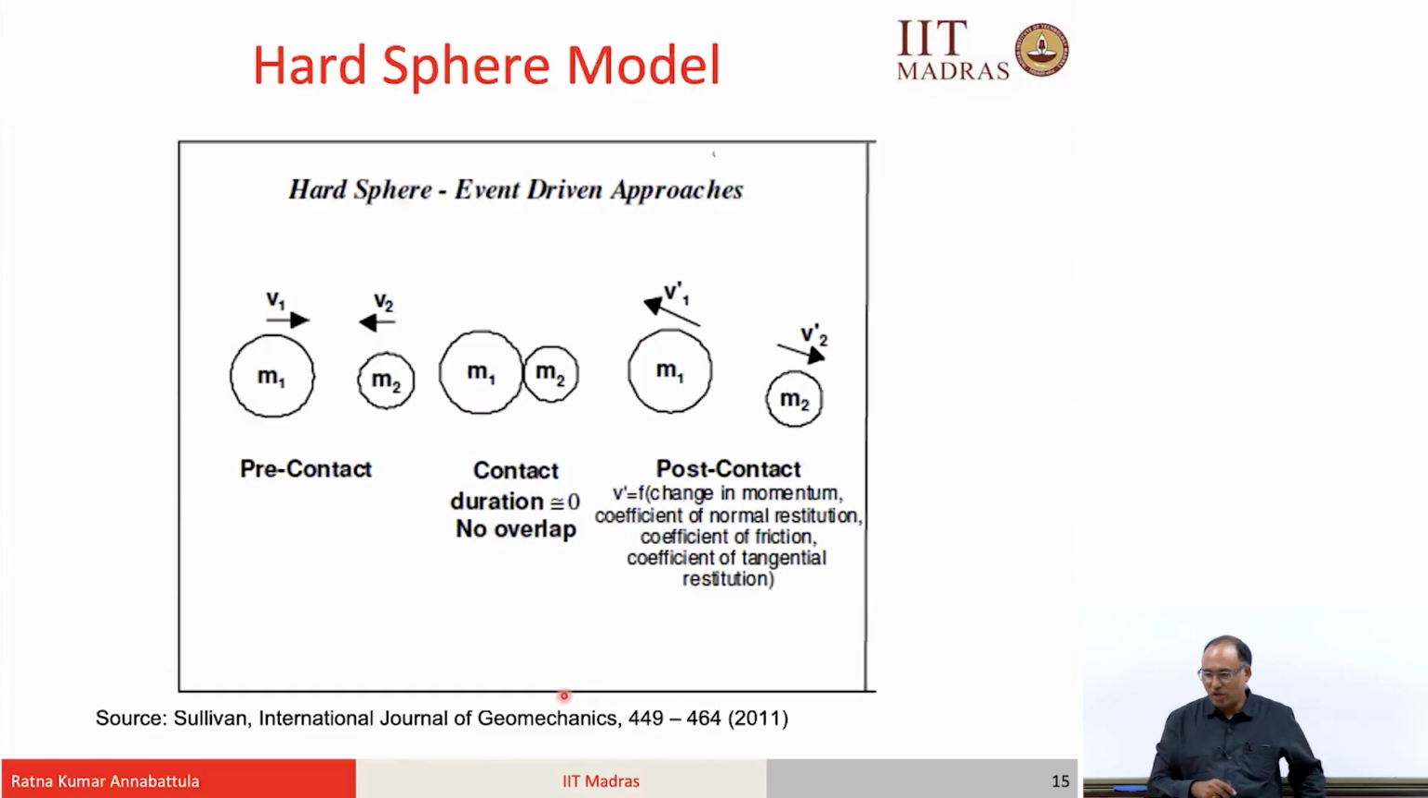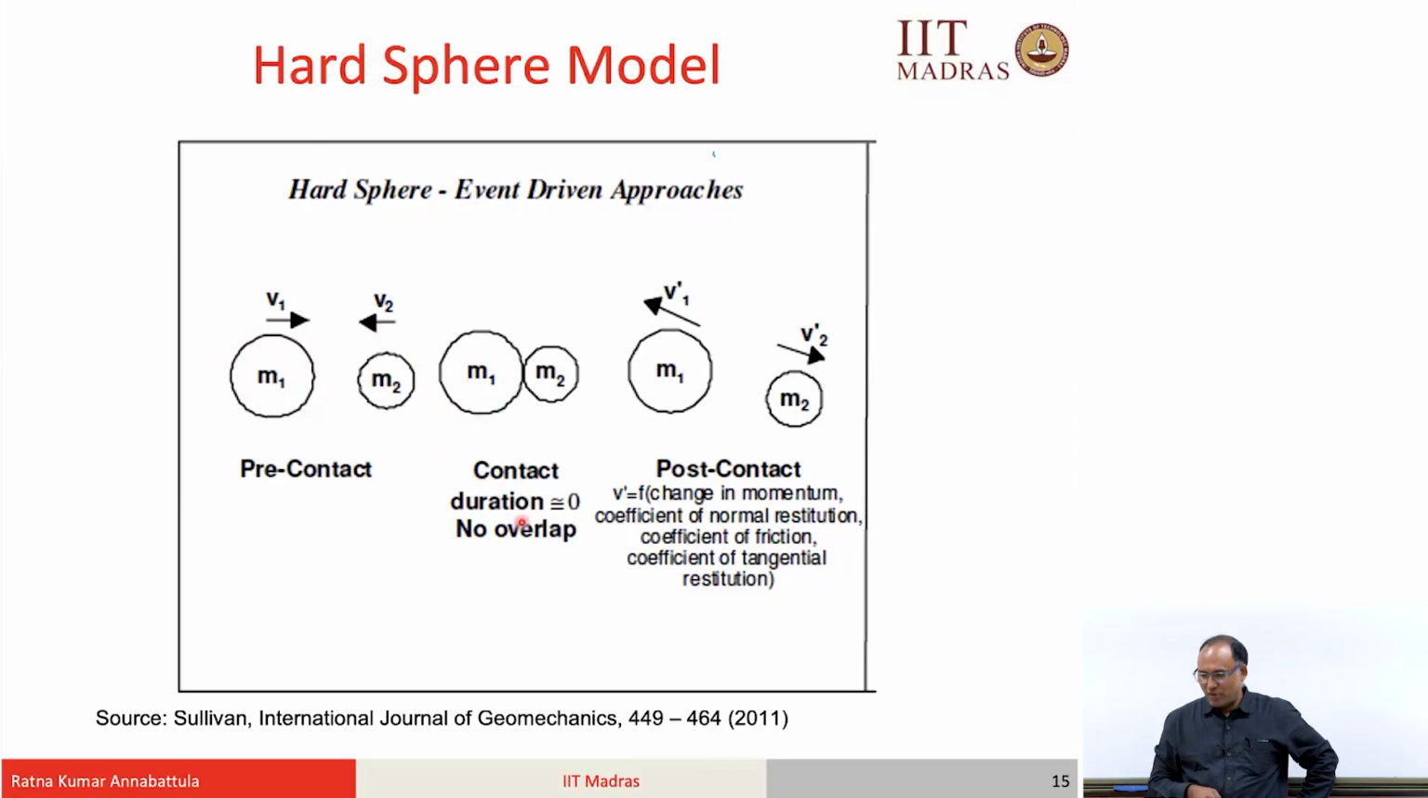So, this is the cartoon of this hard sphere model. You have this m1 and m2. So, two particles before contact are moving with velocity v1, v2, and when they touch each other, the contact duration in this case is 0. That means they touch and they separate out, they will not be staying together, okay.